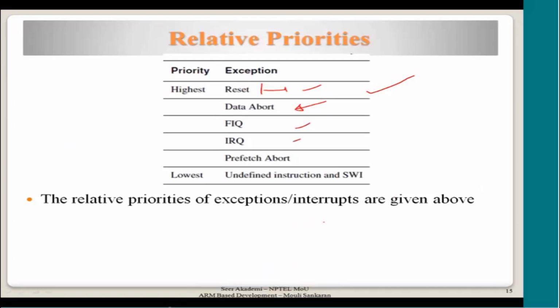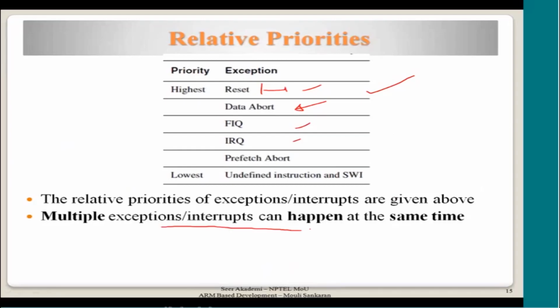So what do I mean by relative priorities? The relative priorities of exceptions are given above. Multiple exceptions and interrupts can happen at the same time. Please remember, the instruction being executed and the different parts of the system are not aware of what is happening with the other parts. So an IRQ event happens independently of an FIQ event, and they can all happen at the same time. That is the worst case scenario. The abort can also happen simultaneously, so everything can happen together. But some things are mutually exclusive. Which are mutually exclusive?